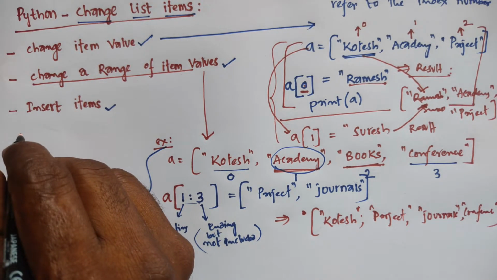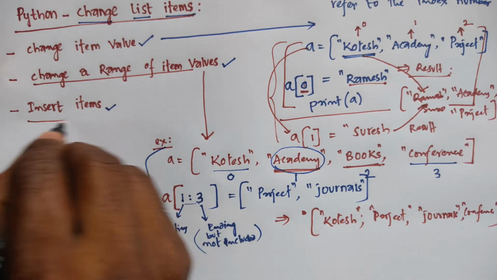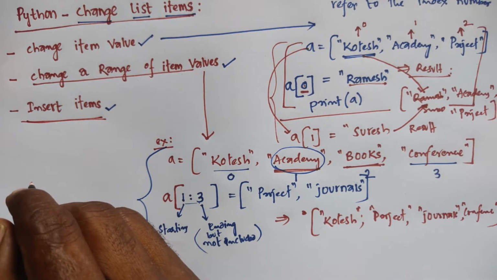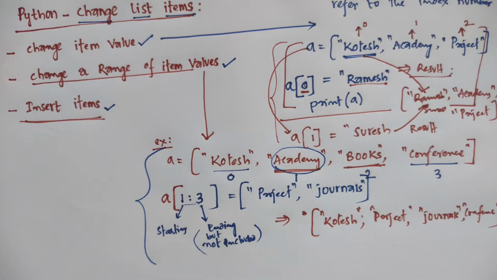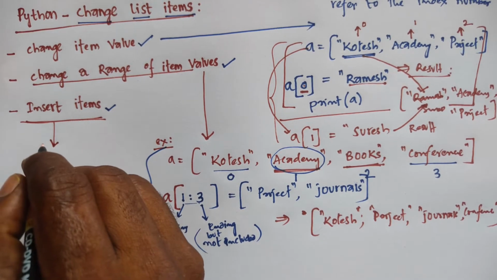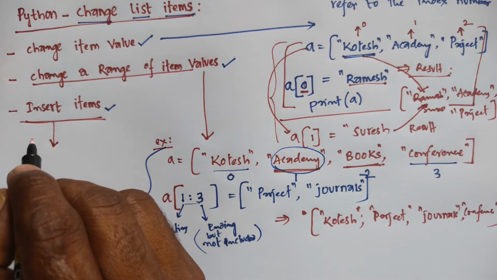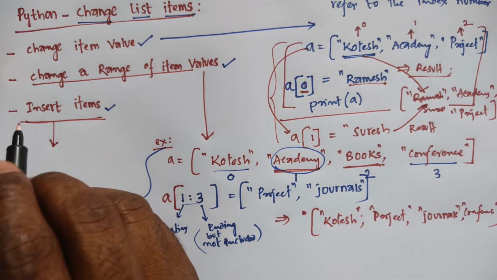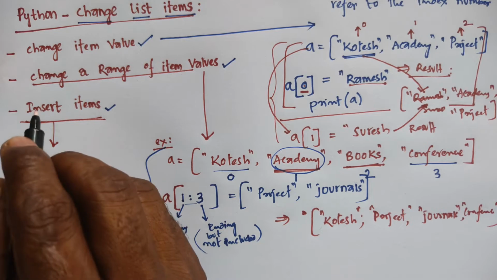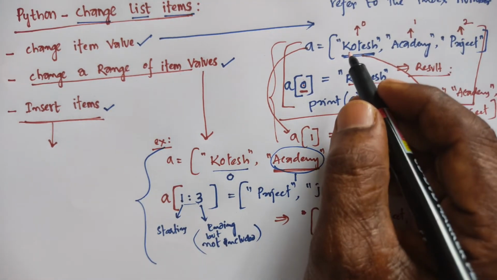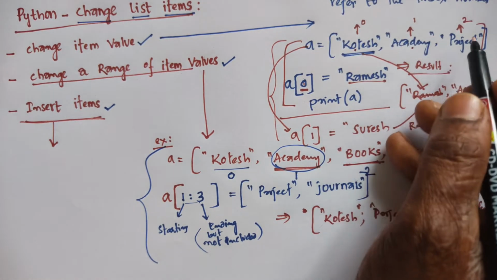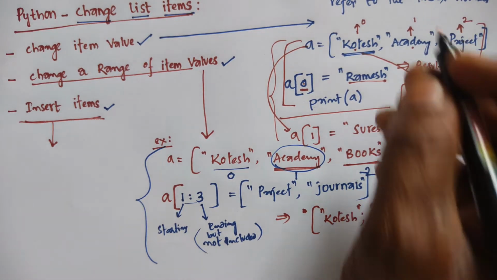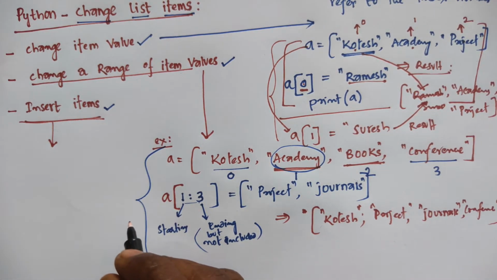Okay. Next one is insert items. Insert items refers to inserting a new list item without replacing any of the existing values. We can use the insert method. For example, we have quotation, academy, and project. Now we have to insert one more item. Okay. How can you insert the item here?